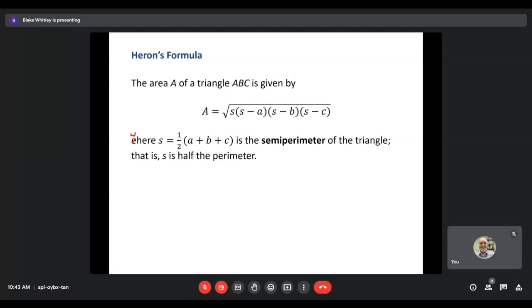Once we have that semi-perimeter, then we can actually do the square root of s times s minus the first side length times s minus the second side length times s minus the third side length. And so all of those things get multiplied together. We take the square root, and that will then give us the area of our triangle. So if you're ever given just three sides of a triangle, this is how we can find the area now.